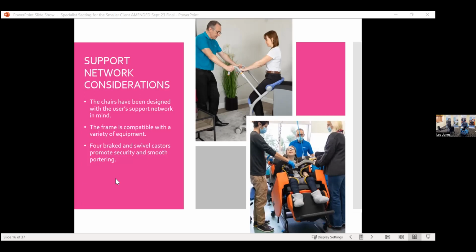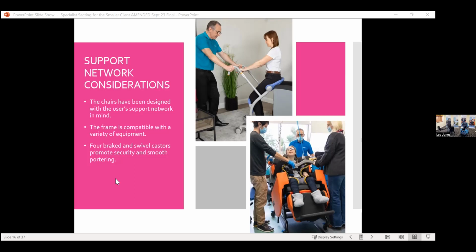Another critical aspect to consider, though, is the support network, as it plays a pivotal role in determining the success of the equipment. To this end, we've made all our chairs compatible with various types of equipment, but principally what I'm talking about is hoists and slings.